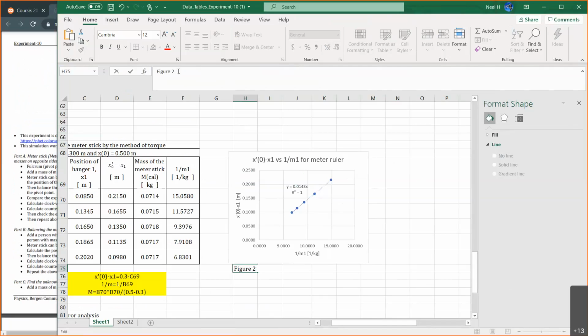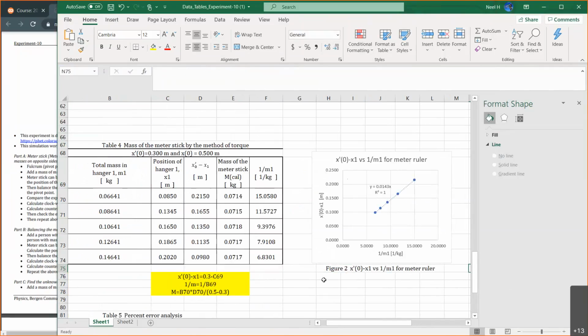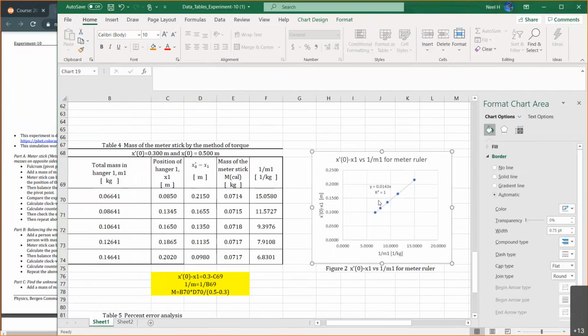Now this is the figure of X prime 0 minus X1 versus 1 over 1 for the meter ruler. Professor. Yeah, what's up? I have the exact same values as you in the table, but my graph Y value is completely off. Then you selected different X and Y values here for the graph.